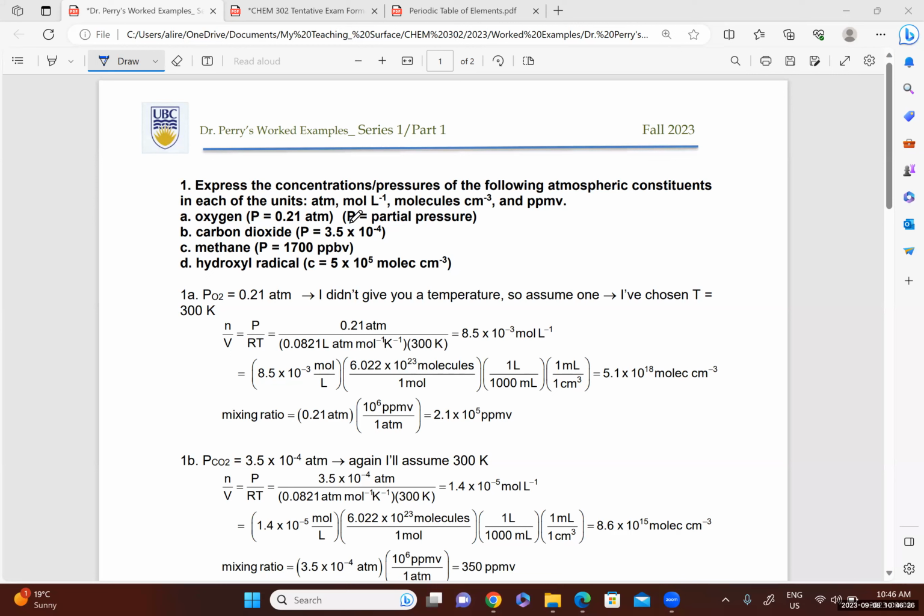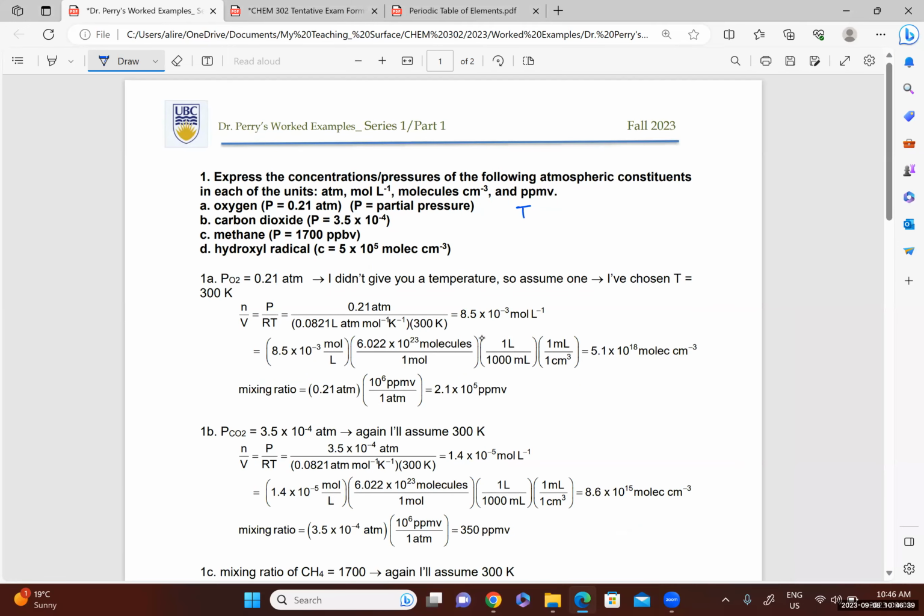P is 0.21 atmosphere. By the way, I need to add that in the exam, I will give you enough information. The 2 most important pieces of information that I should provide right at the beginning are T and total pressure. We are going to use 300 Kelvin for temperature, and 1 atmosphere for total pressure. These will be given in the exam. All right, starting with oxygen.